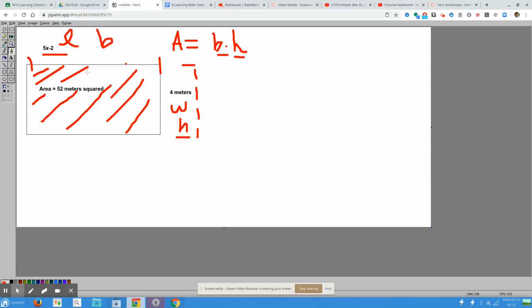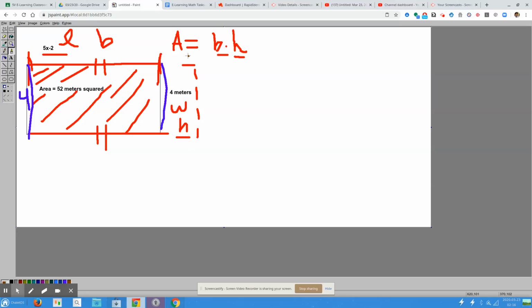But in order to even know the length of this side, we need to be able to figure out what x is and then plug that in. This side here and this side here are parallel, so the length of this side is equal to the length of this side. And the height of this side is parallel with this height, so those two will be the same. So this we already know is 4 meters high.